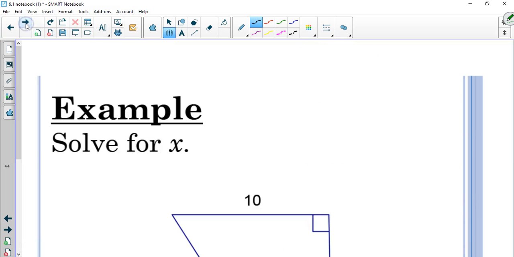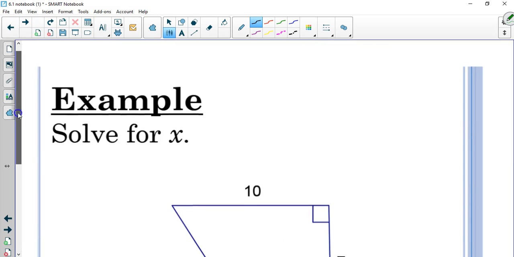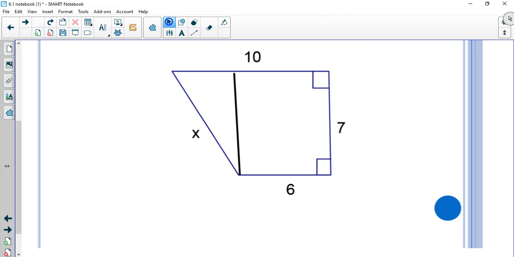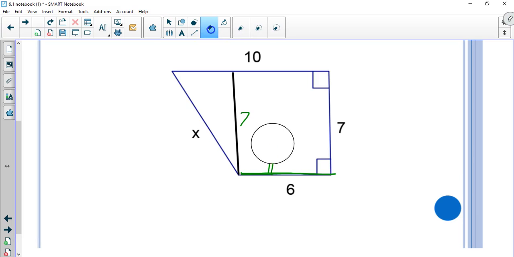And then we have one last problem. Solve for x. Now, this one's kind of a tricky one. Requires a little bit of artwork. I'm going to draw a line right here. Now, if you notice, that line is the same as that right there. I formed a rectangle, so that is 7. Now this line right here is, oops, okay, that didn't work. Try this.